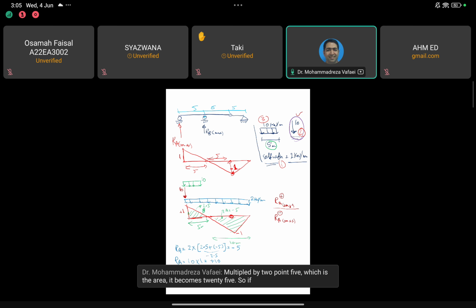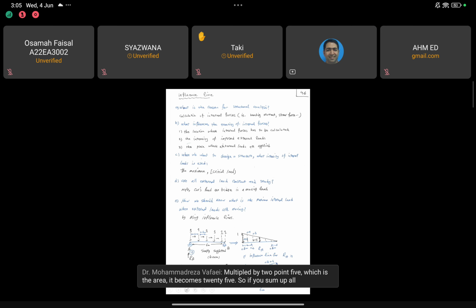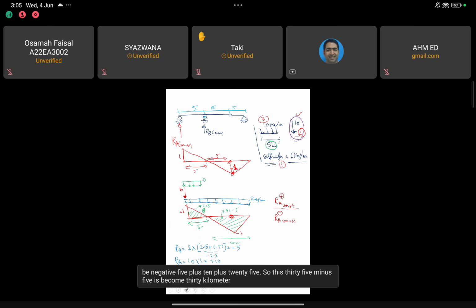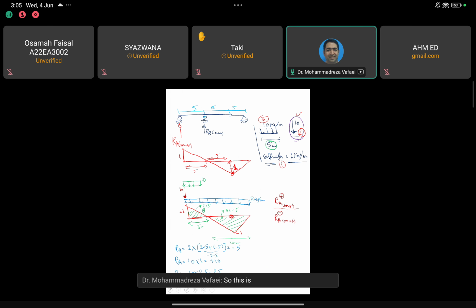So if you sum up all, it's going to be negative 5 plus 10 plus 25. So it is 35 minus 5, which becomes 30 kilonewton. So this is the positive value that RA can have.